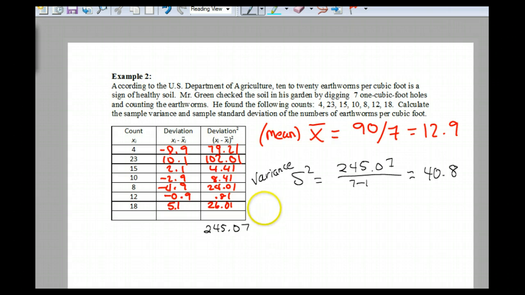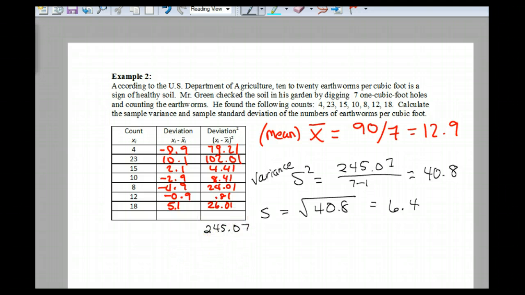Wait, that's not the right number. That's 245. What did you get? I got 244.87. Okay, it could be that I added it wrong. I'll double check on that in a minute. Whatever the sum is supposed to be, you divide it by 6, and you should get something close to this. And then you take the square root of that to find the standard deviation. Based on the 40.8, you should have a standard deviation of 6.4. But I just need to double check on that score.